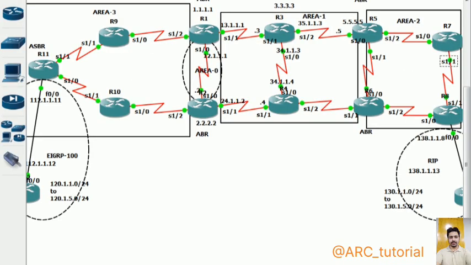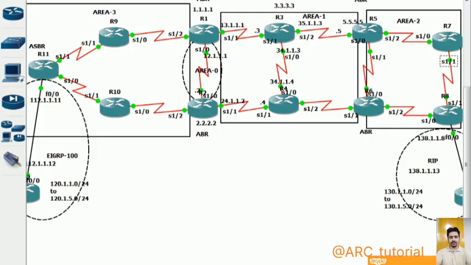Try to take an example from the perspective of R2. From R2, you can reach the loopback of R9 via R1 as well as via R10. Try to understand my point. From R2, you can reach the loopback of R9 via R10 as well as via R1.